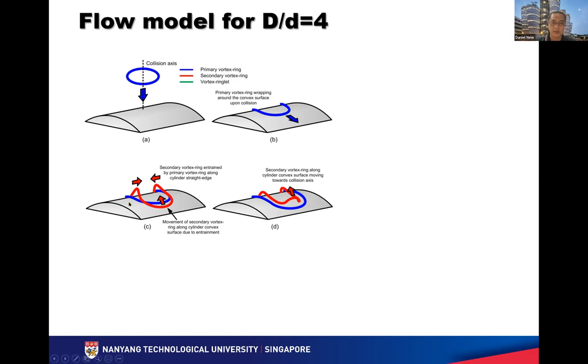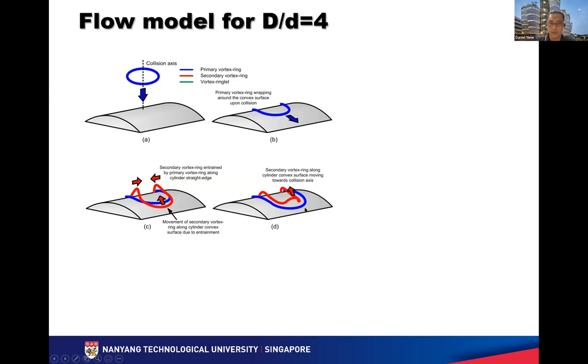And what's going to happen is that the secondary vortex ring will be produced non-uniformly along the convex surface and gets entrained into the primary vortex ring non-uniformly as well. What we postulate is that this is what's going to happen. The blue line here represents the primary vortex ring, and the red line represents the secondary vortex ring. As you can see in the figure, the secondary vortex ring gets entrained by the primary vortex ring first along the straight edge, then along the convex surface.